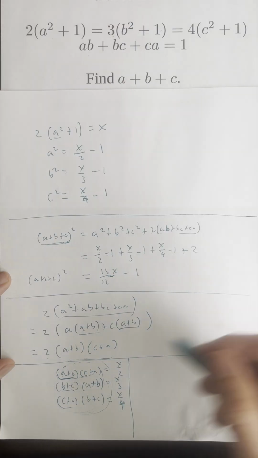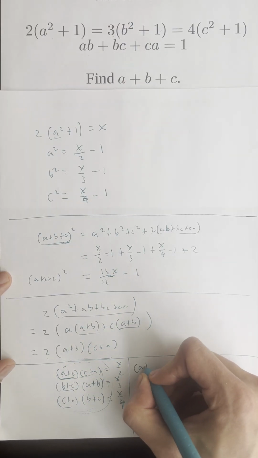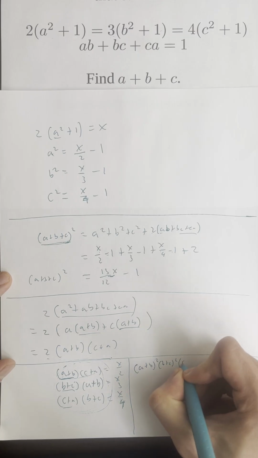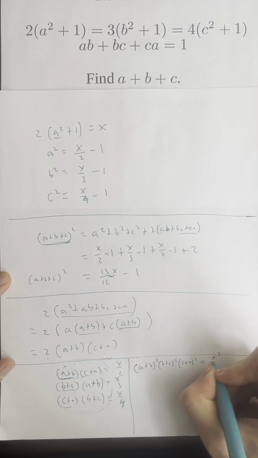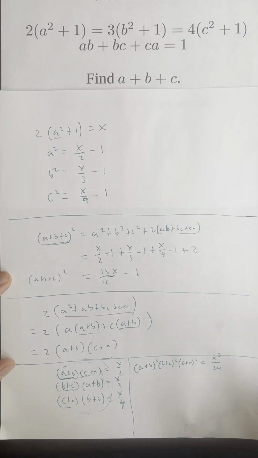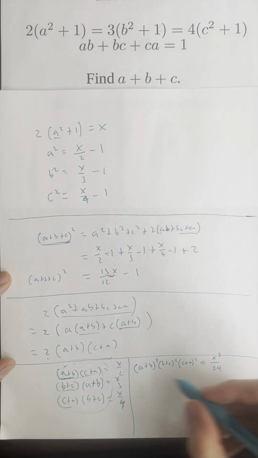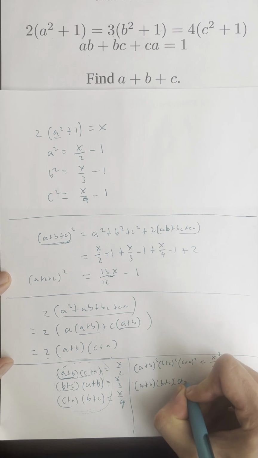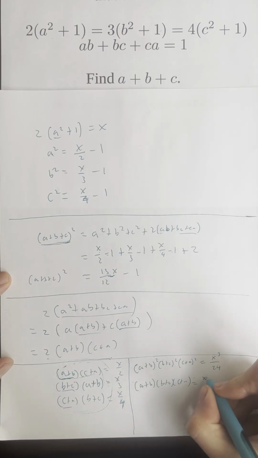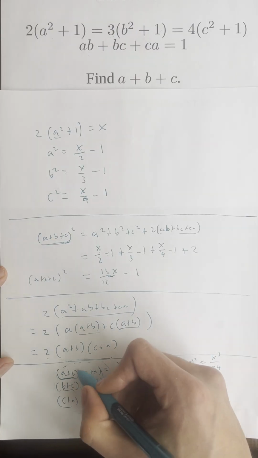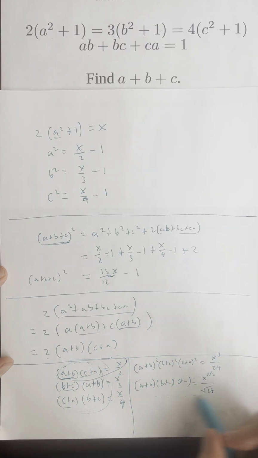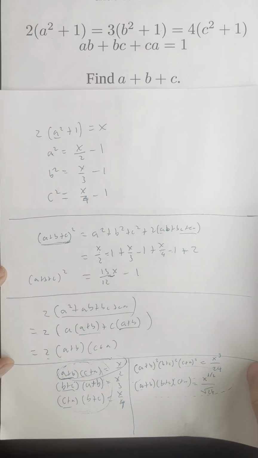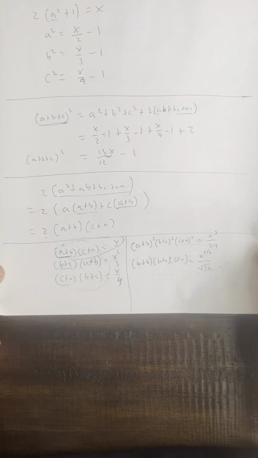So if we multiply everything together, we're going to get (a plus b) squared times (b plus c) squared times (c plus a) squared is equal to x cubed over 24. And since we are dealing with a positive real solution, we can just take the positive square root of both sides of this equation. So (a plus b)(b plus c)(c plus a) is equal to x to the power of 3/2 over root 24. Okay, and then we'll divide this equation into this equation, so this divided by this. Okay, let's get another sheet.